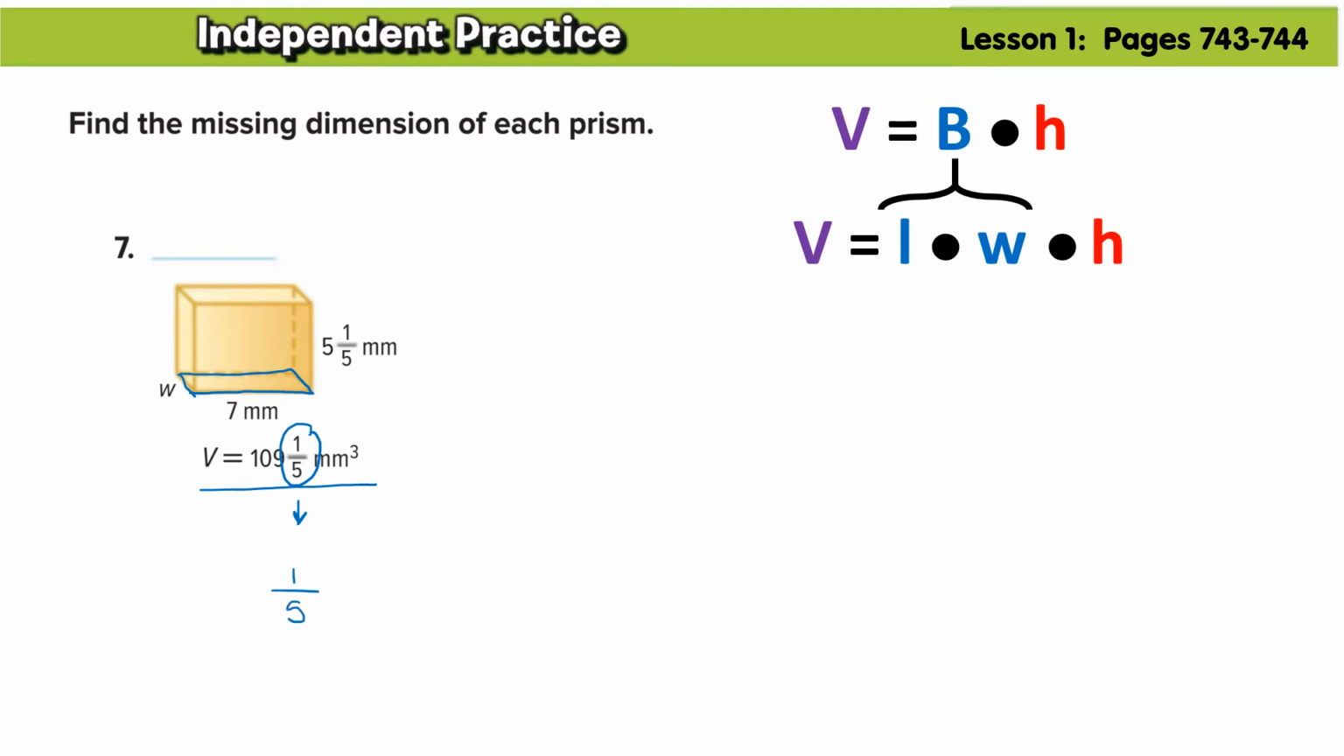Now we're going to write this fraction as a decimal. 1/5 equals 1 divided by 5, which is 2/10. Okay, so I can write this as 109.2 millimeters cubed. Okay, and that's easier to type into your calculator. So that's nice when you don't have a calculator that has fractions.